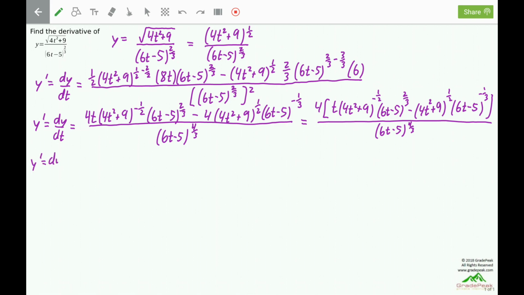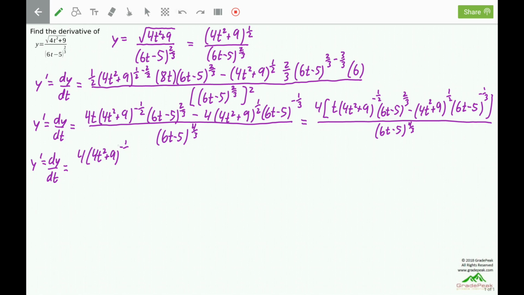So our derivative can now be further factored. We already have a 4 that's factored out, but if we look, we have powers of 4t squared plus 9 that can factor out from both terms. Here's one of them, it's negative 1/2 power, and here's one of them, it's positive 1/2. You can factor out the lower power. The lower is the negative 1/2. That's lower than a positive 1/2. So we can factor out the 4t squared plus 9 to the negative 1/2 power.